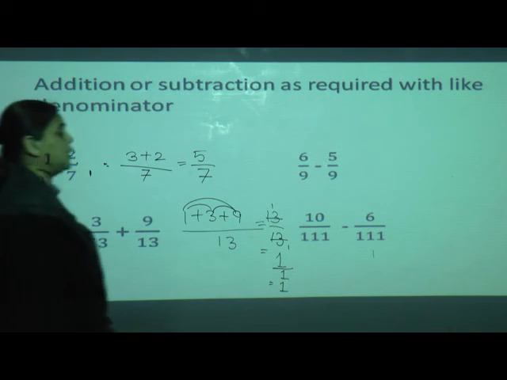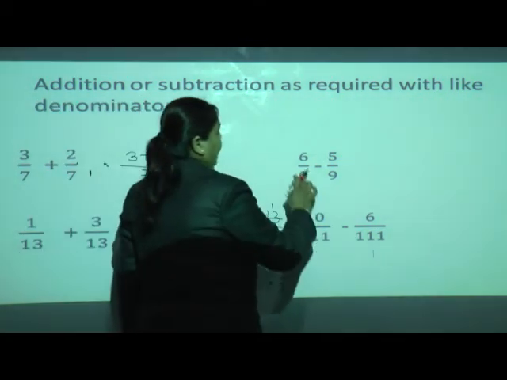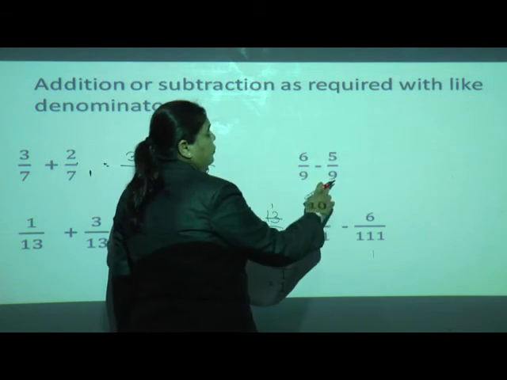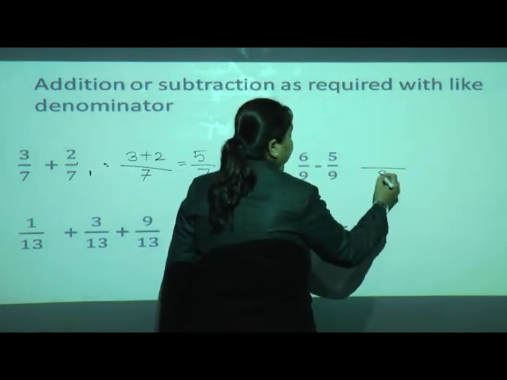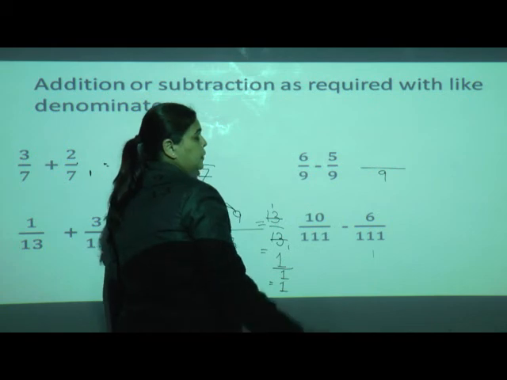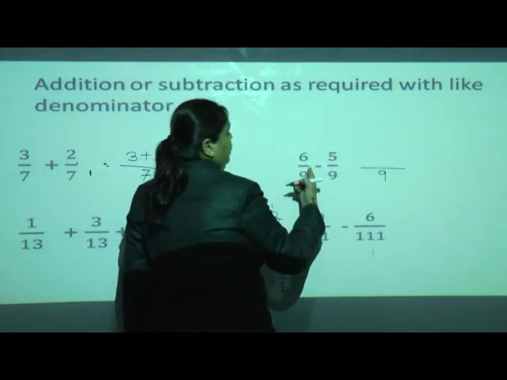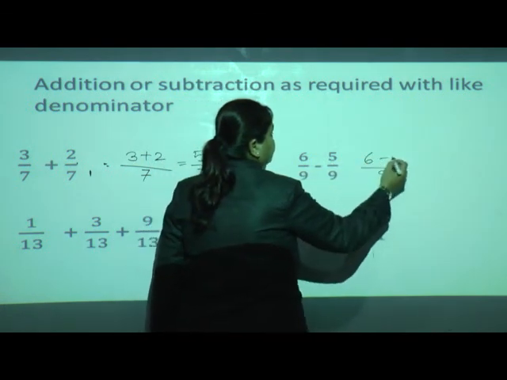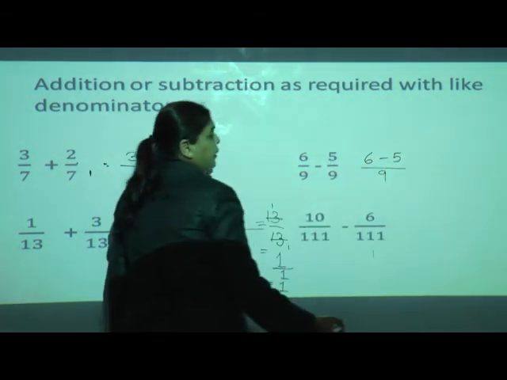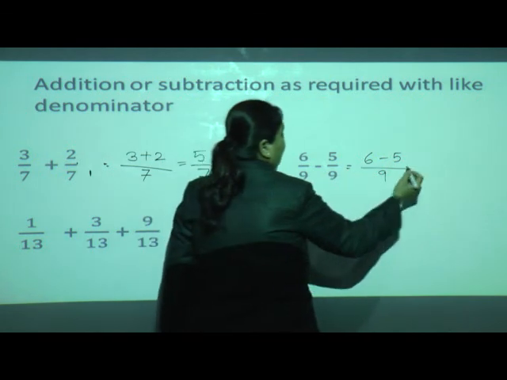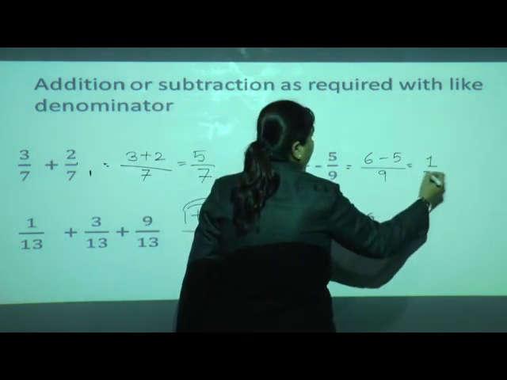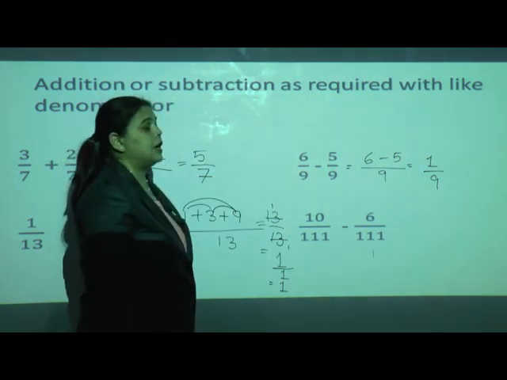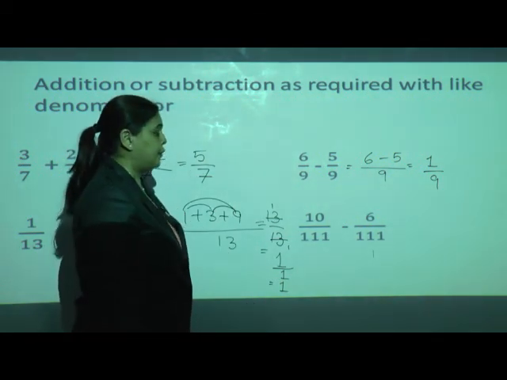Now we will see subtraction. The fractions given are 6 upon 9 minus 5 upon 9. Here both the denominators are the same, so we write the common denominator, that is 9. Since the denominators are the same, we can directly go for the operation, that is 6 minus 5. What is 6 minus 5? It is 1 upon 9. This is the answer we get after subtracting the fractions.